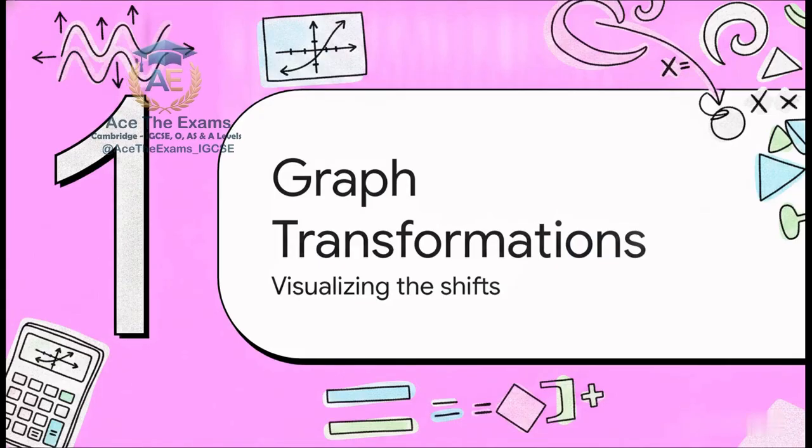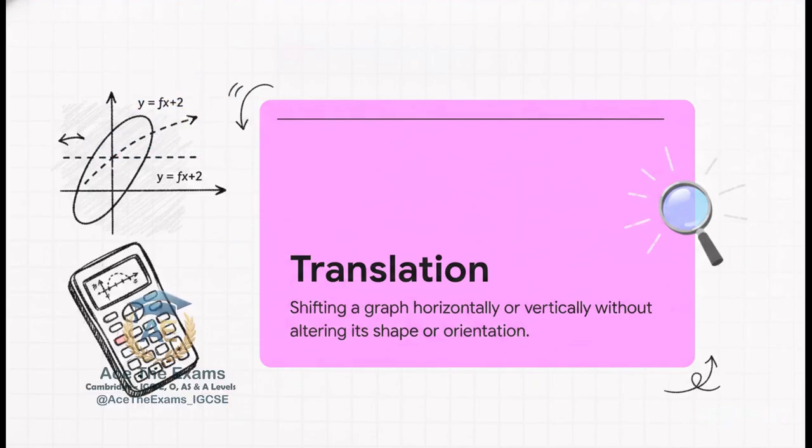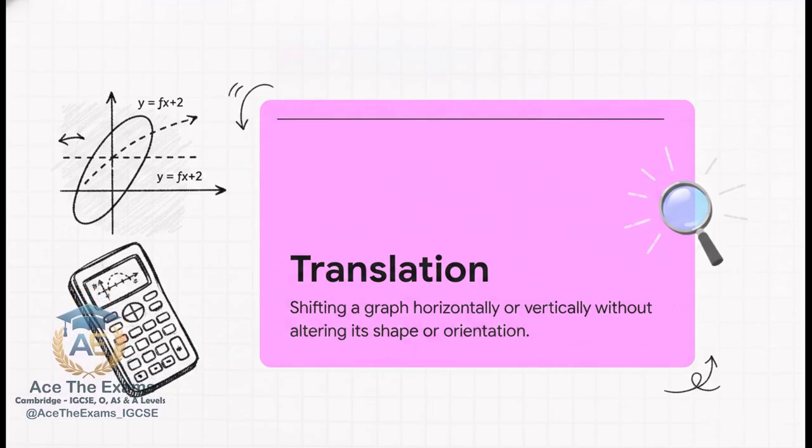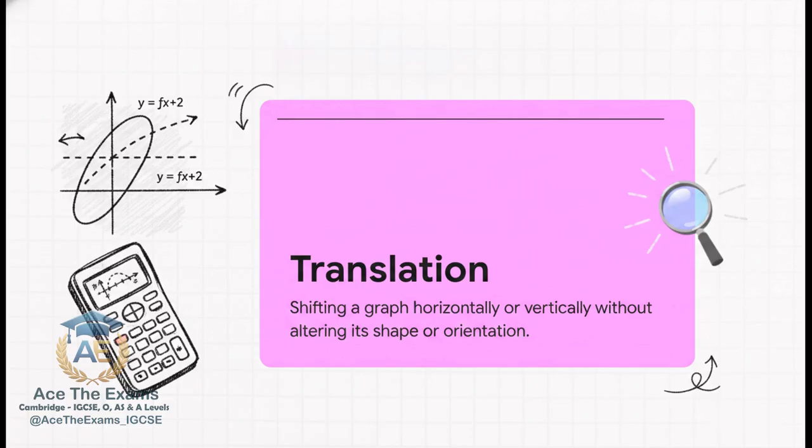Starting off with Section 1, Visualizing Graph Transformations. Okay, so before we let the calculator do all the work, we kind of need to know what's actually happening conceptually, right? Take translations. It sounds fancy, but it literally just means sliding the graph around without changing its actual shape.